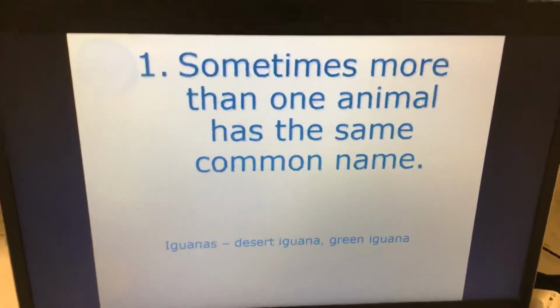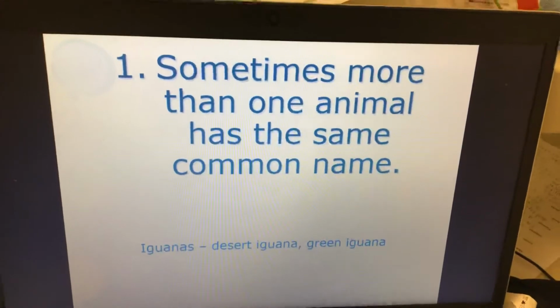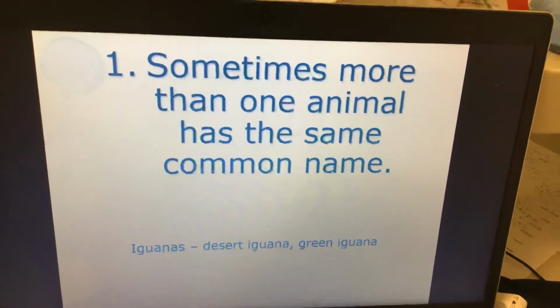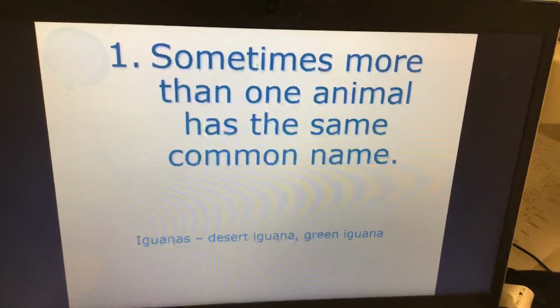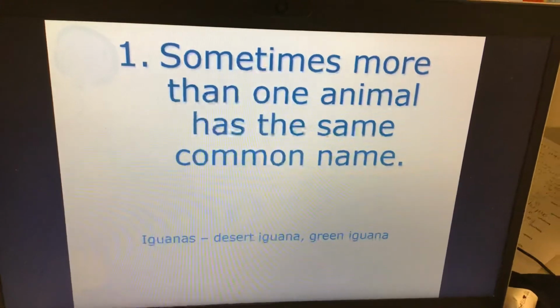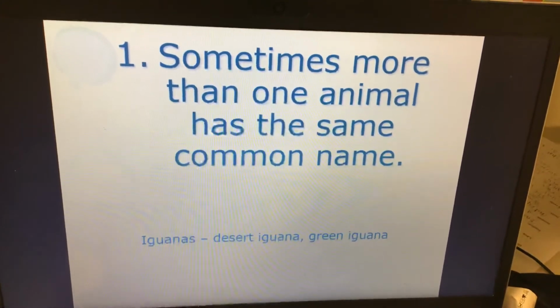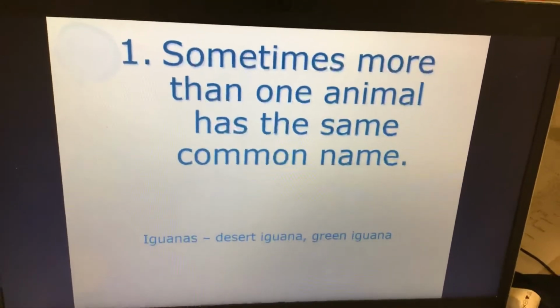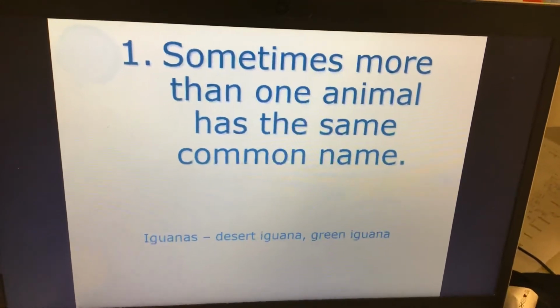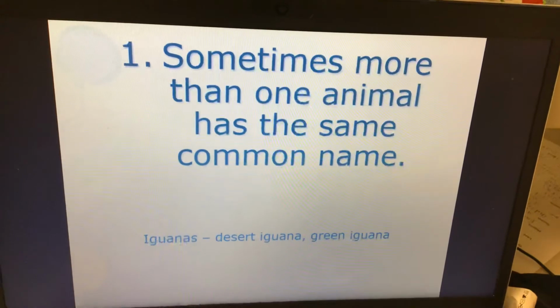Okay. First of all, I would maybe jot these down. Sometimes more than one animal has the same common name. For example, my example here was iguana. We could be talking about a bunch of different lizard-like things. But depending on where we're at, we might just say iguana.